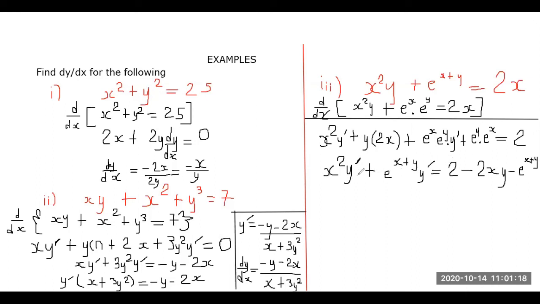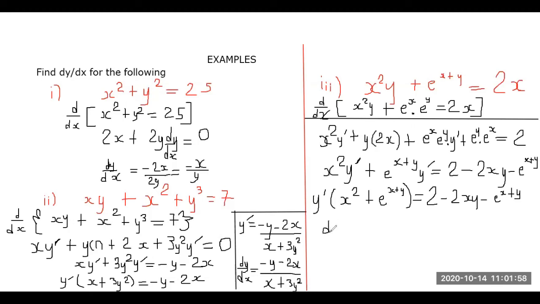Alright, now from these two we can factor out y prime, and we factor out y prime and we're left back with x squared plus e to the x plus y, and that is equal to 2 minus 2xy minus e to the x plus y. And so now we just need to go ahead and find dy by dx by dividing both sides by x squared plus e to the x plus y.